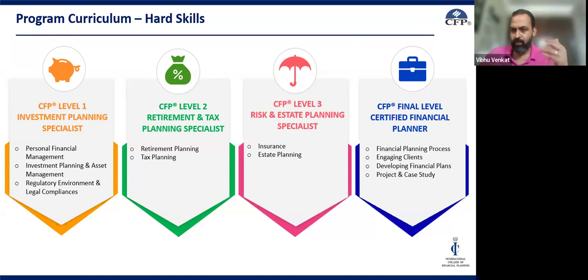And third level is risk, which talks about your insurance needs. How should you insure? How much should you insure for? And then estate planning, which is giving the wealth to the next generation. The final level is nothing but a revision of all the previous three levels, the subjects or the topics that were covered, that will be dealt with in the fourth level.